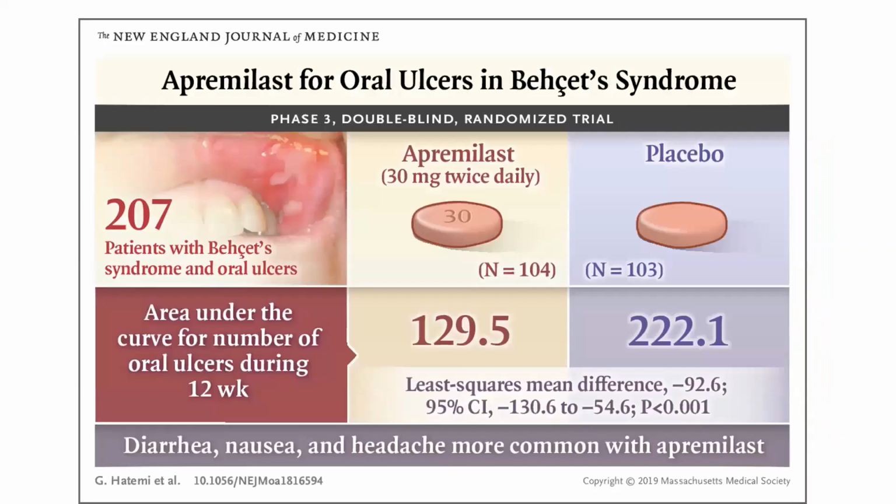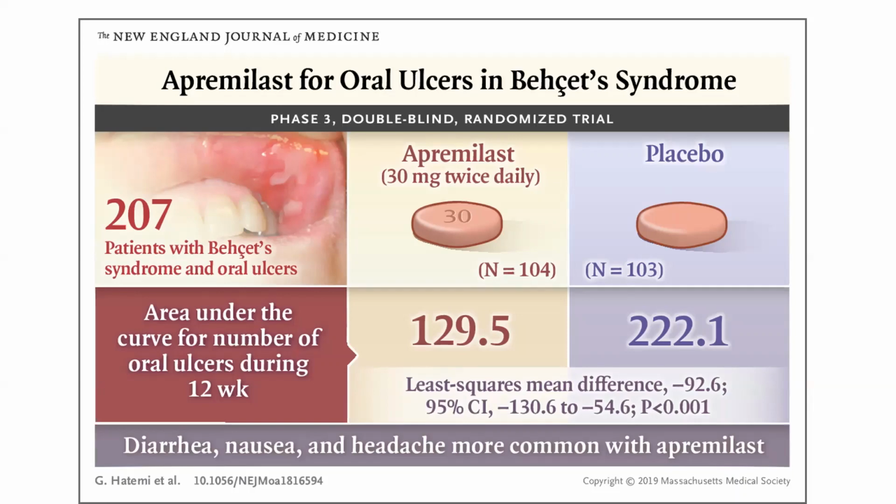In this slide, you can see the details of the study. It is a phase 3 double-blind randomized trial, including 207 patients. Half of them were randomized to receive apremilast 30 milligrams twice daily. The other half received placebo. The primary endpoint was the area under the curve for the total number of oral ulcers during the 12-week placebo-controlled period, with lower values indicating fewer ulcers.